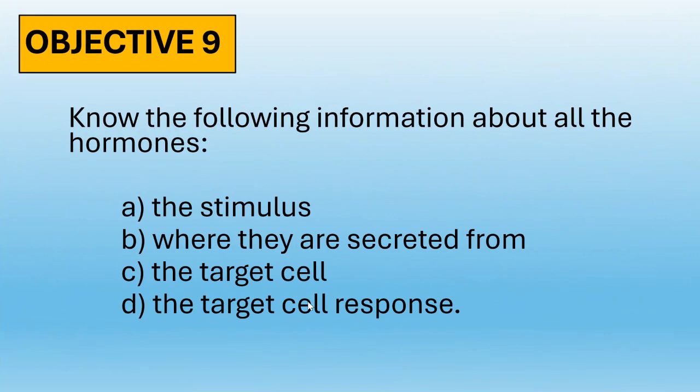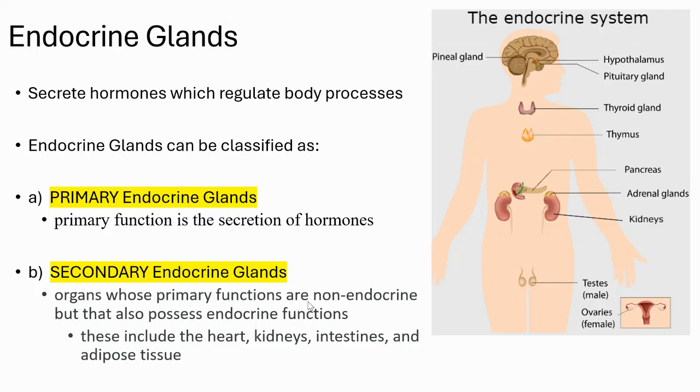You need to know the stimulus. In other words, what's the problem that causes the hormone to be secreted? You need to know where they are secreted from. So, what endocrine gland are these hormones secreted from? The target cell. Once the hormone enters the bloodstream, where's it going? And then, what is that cell going to do once it gets there? So, just the basic information for all the hormones.